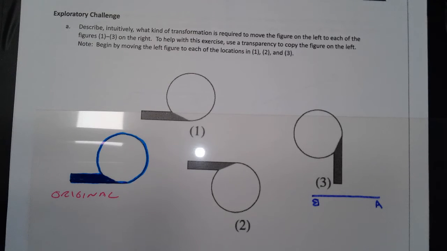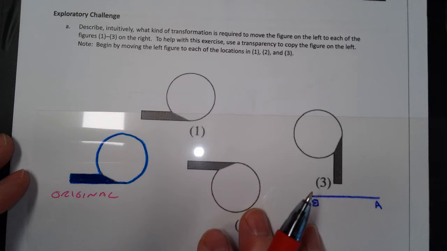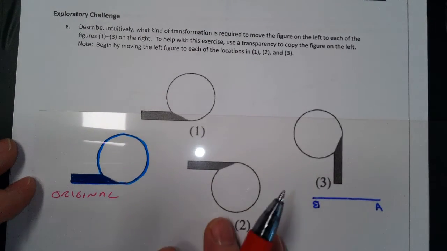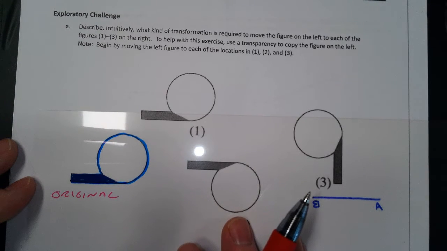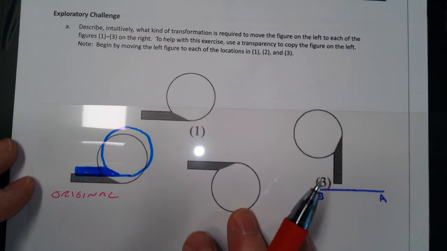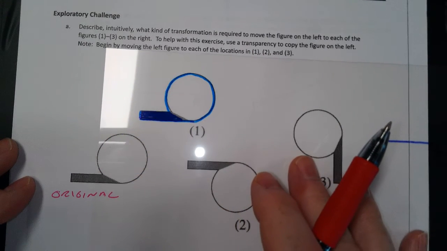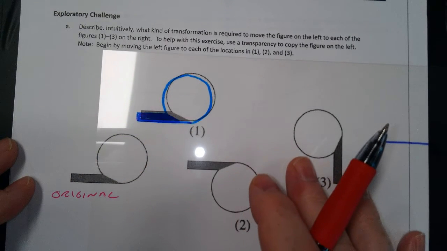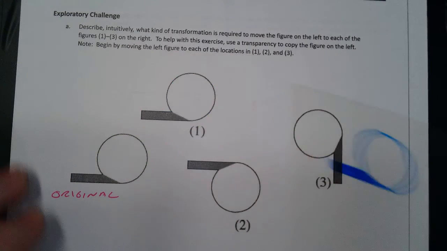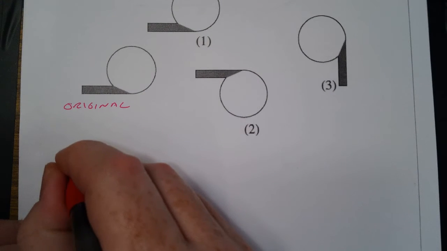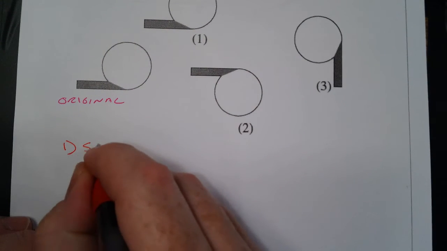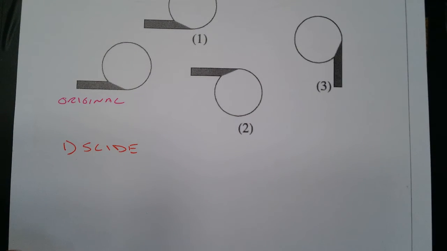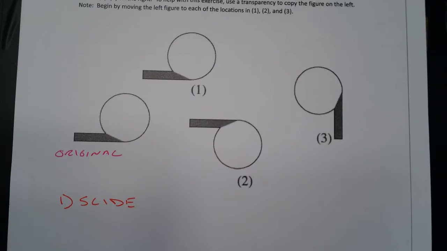If I want it to be number 1, you can see it's the original and number 1 facing the same direction. They look almost the same. So all I have to do is use rigid motion number 1. I just slide it up and to the right. So for number 1, how do I transform it? Number 1 is a slide. That's all you need to write. Number 1 is a slide. You don't even need to write directions today.